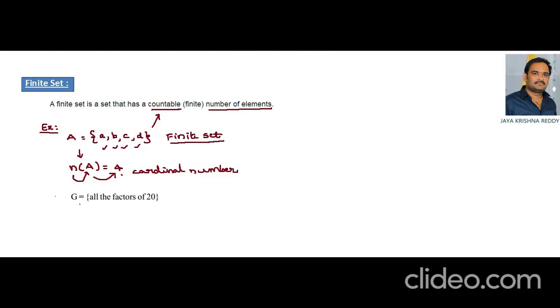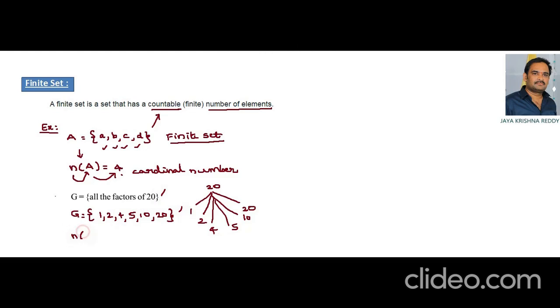One more example. Set Z is having all the factors of 20. What are the factors of 20? The factors of 20 are the numbers that divide 20 exactly. 1 and 20 both are factors, and in the same way 2 tens are 20 and 4 fives are 20. So these are the factors. So we can write Z equals {1, 2, 4, 5, 10, 20}. This is the roster form.